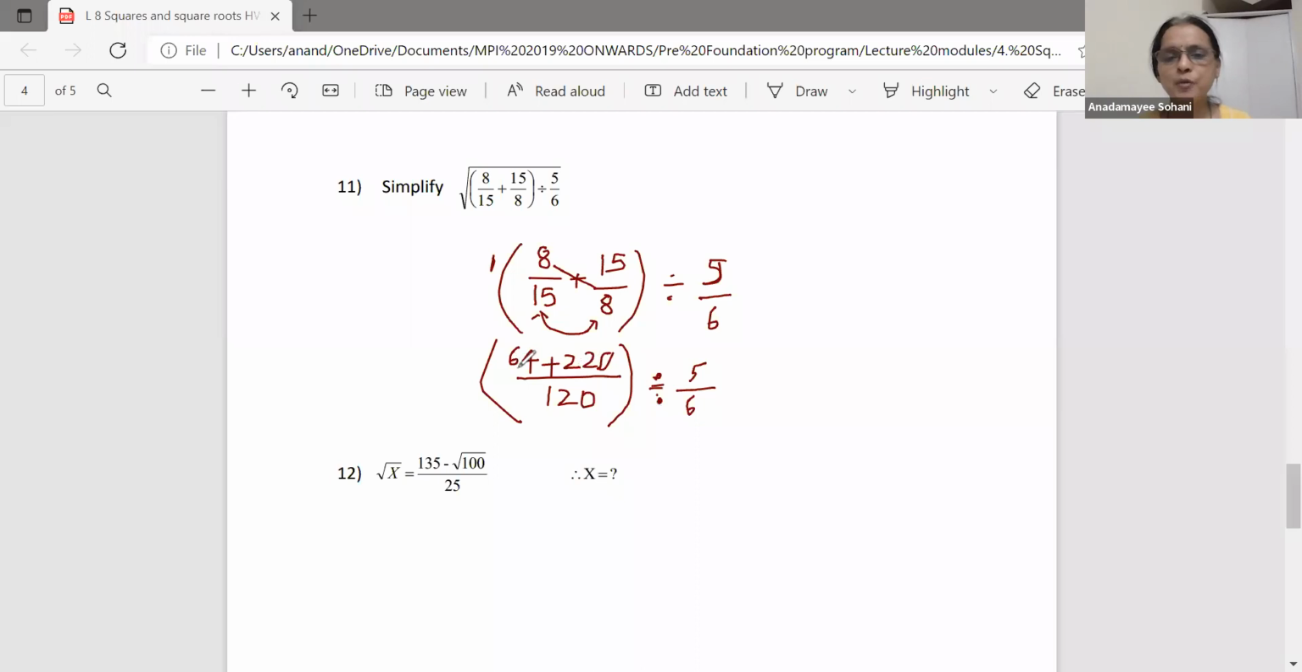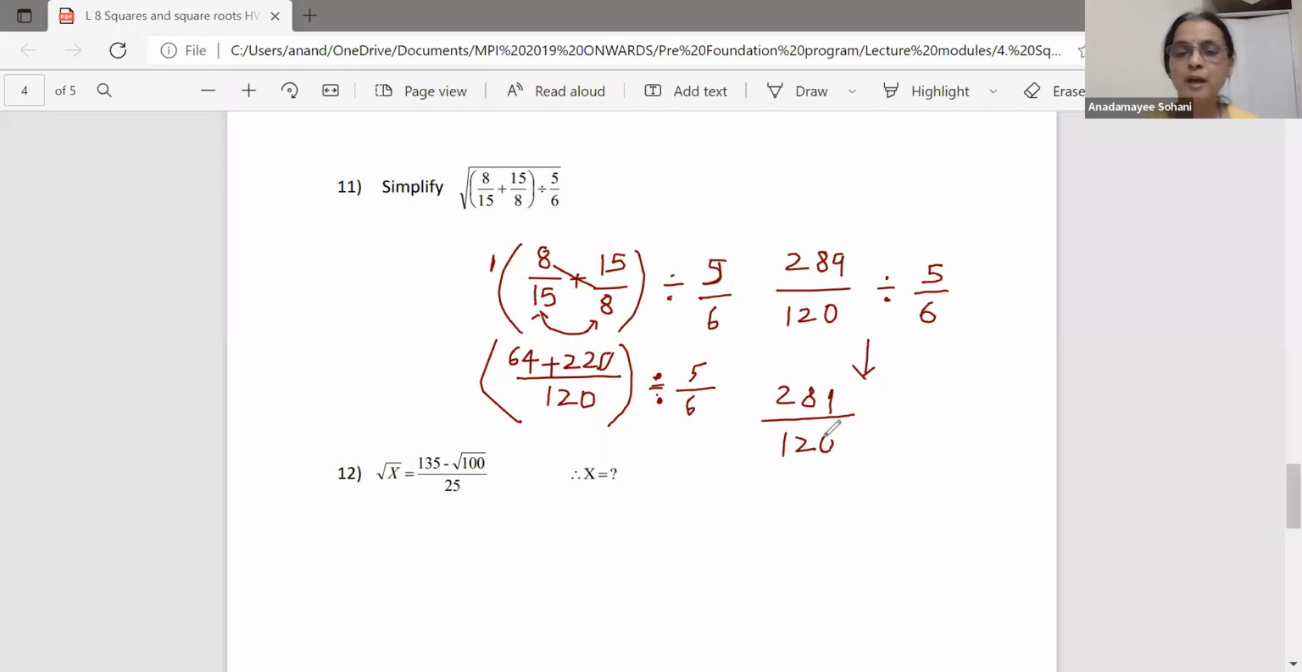220 plus 64 is 289. So it is 289 upon 120 divided by 5/6. And now what do I know about division of fractions? Division of fraction is the multiplication of its reciprocal. So I will further need to modify this and rewrite it as 289 upon 120 multiplied by 6/5.